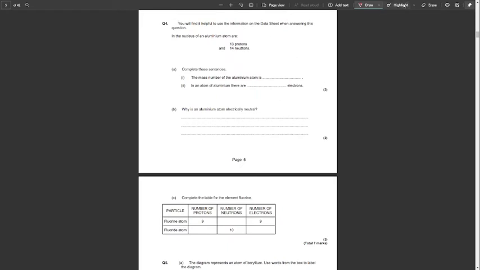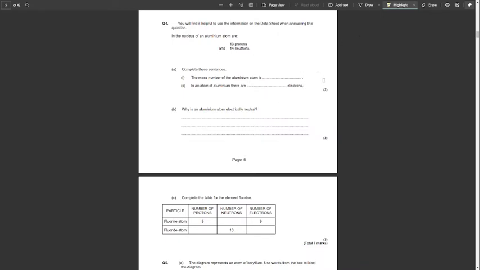You may find it helpful to use the information on the datasheet when answering this question. It's told you what to use. The nucleus of an aluminium atom has 13 protons and 14 neutrons. It's given you that. If it's giving you information, take the information to be correct. Don't try and work it out for yourself and waste time on it. Complete these sentences. The mass number of the aluminium atom is, in an atom of aluminium, there are blank electrons.